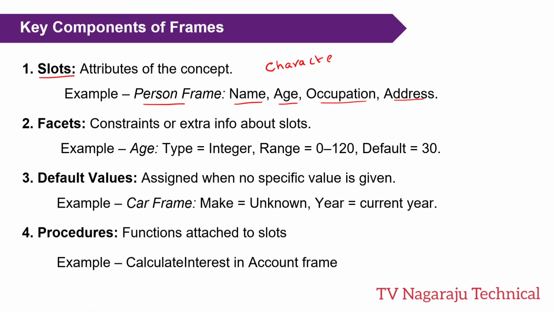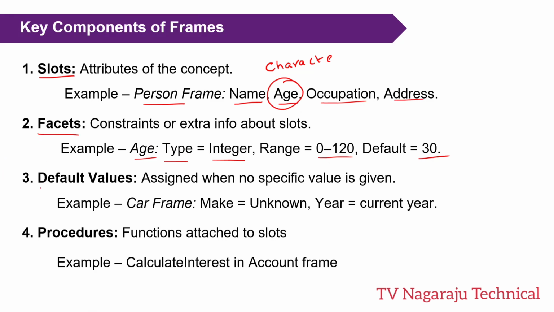That is slots. Next, each frame consists of facets. Facets provide additional details or constraints to the slots. What are the additional details? For example, age is one slot. The additional details are the type of the age, suppose it is an integer, and the range of age. For example, a person's age is from 0 to 120. And some conditional default values are also provided.